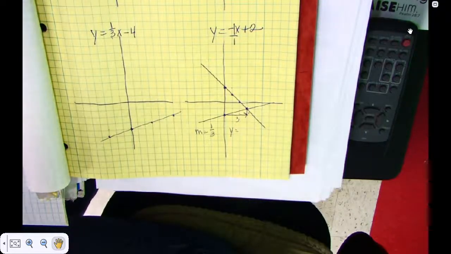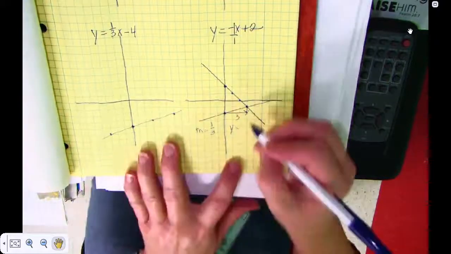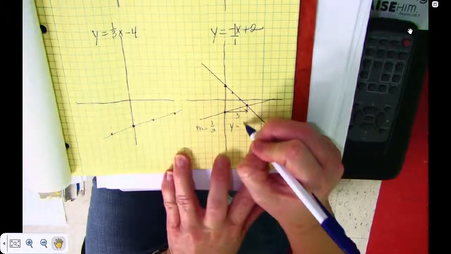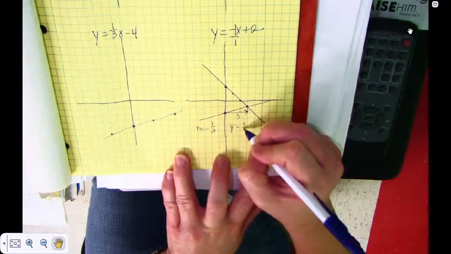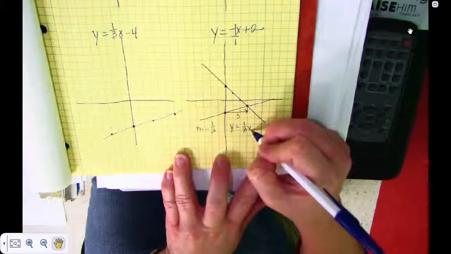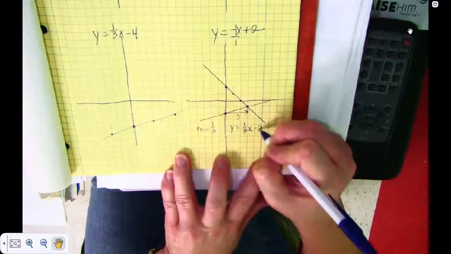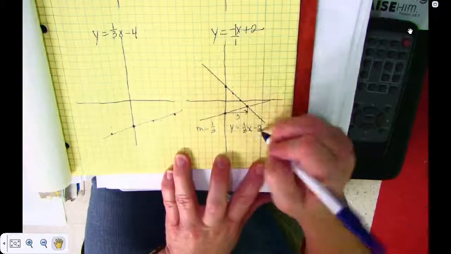No, that's my slope. M equals. So now I'm going to go write what? Equals 1/3 x. Yay. Why did they say minus 2?